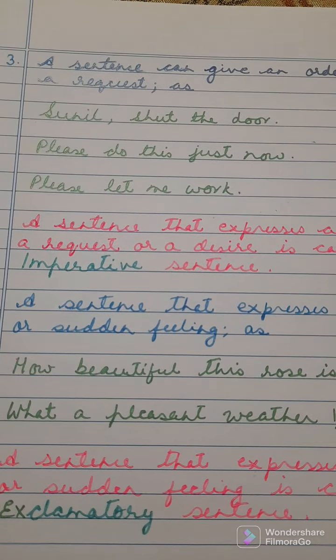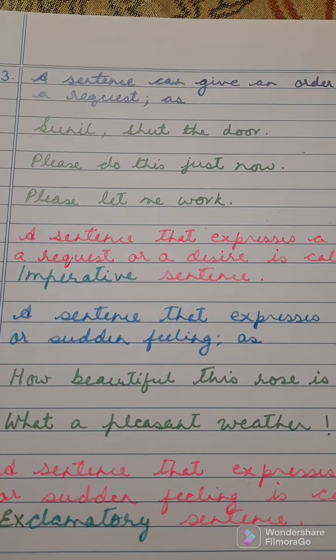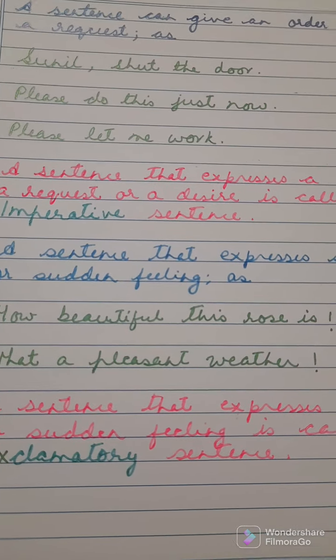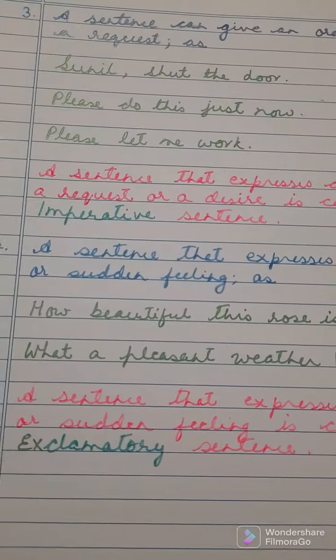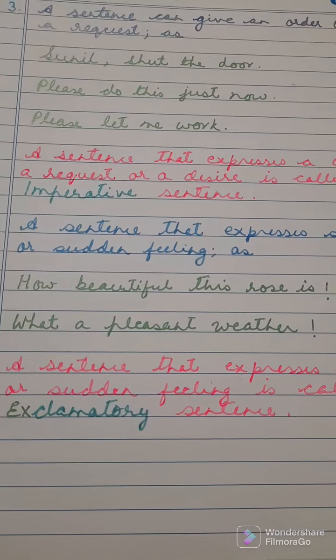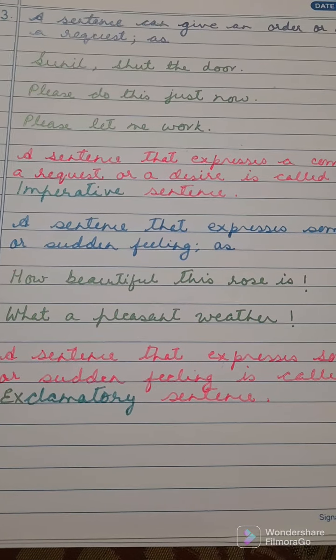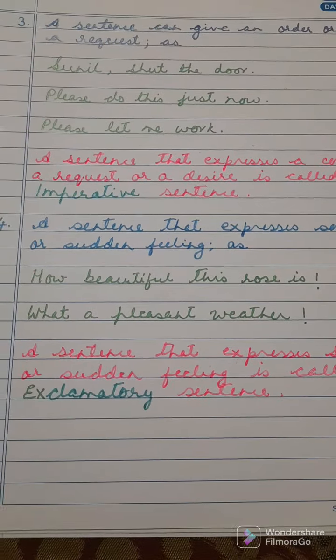Alright, so we did a declarative sentence stating a fact, then an interrogative sentence asking a question, and the third is the imperative sentence where we can ask for a request or we can order. The next sentence is a sentence that expresses some strong or sudden feeling, such as "How beautiful this rose is," "What a pleasant weather." Thus, a sentence that expresses a sudden feeling is called an exclamatory sentence, because simply we are exclaiming here about the beauty of the rose or the pleasantness of the weather.